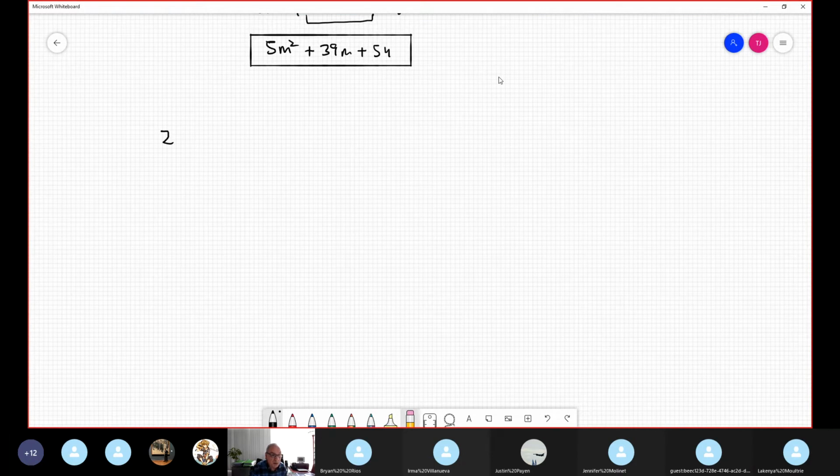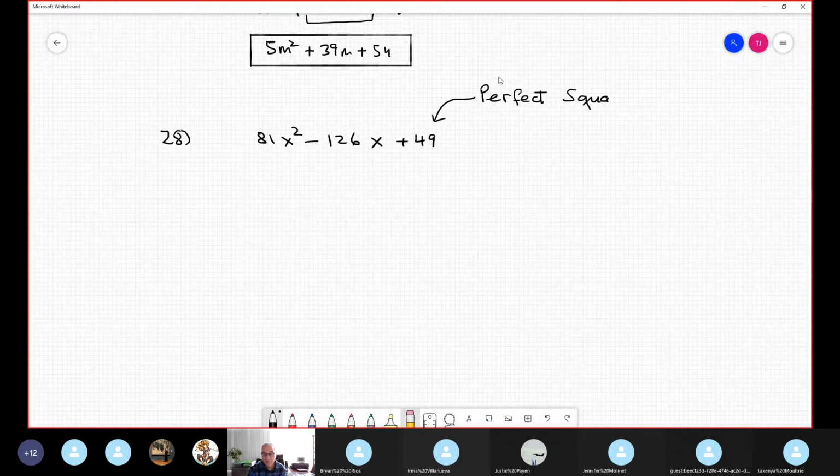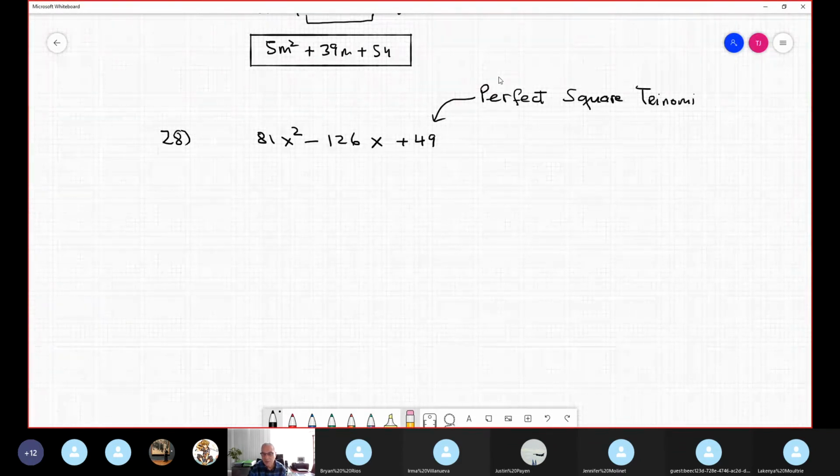Okay, let me explain 28. And 28 brings me a completely new situation. It's 81x squared minus 128x plus 49. Okay, this is a classical perfect square trinomial.